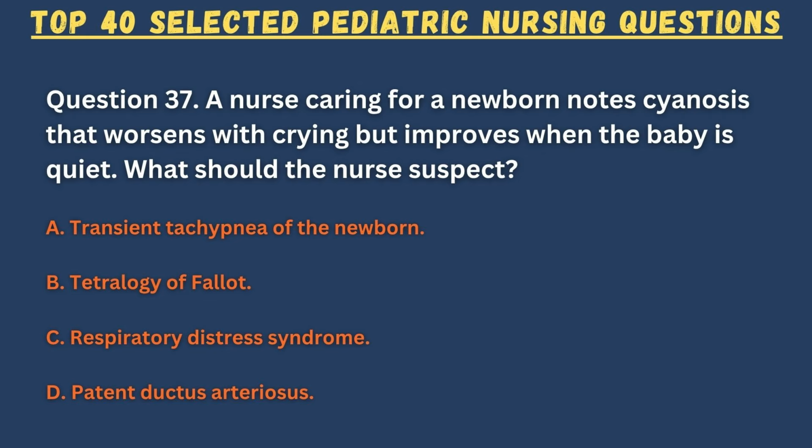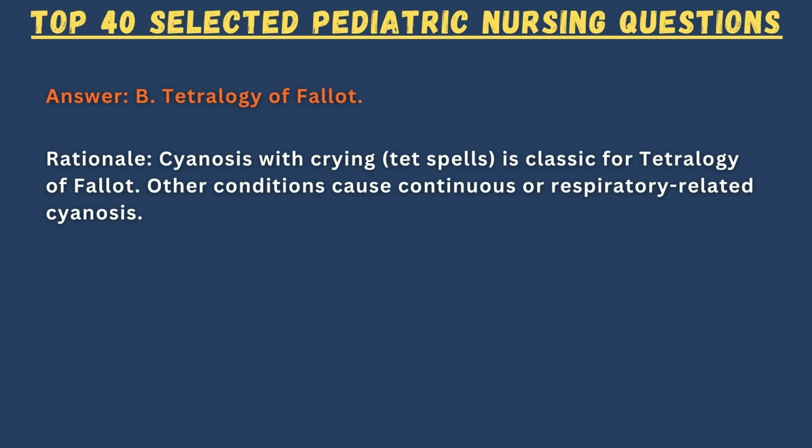Question 37. A nurse caring for a newborn notes cyanosis that worsens with crying but improves when the baby is quiet. What should the nurse suspect? A. Transient tachypnea of the newborn. B. Tetralogy of Fallot. C. Respiratory distress syndrome. D. Patent ductus arteriosus. Answer. B. Tetralogy of Fallot. Rationale. Cyanosis with crying, tet spells, is classic for tetralogy of Fallot. Other conditions cause continuous or respiratory-related cyanosis.